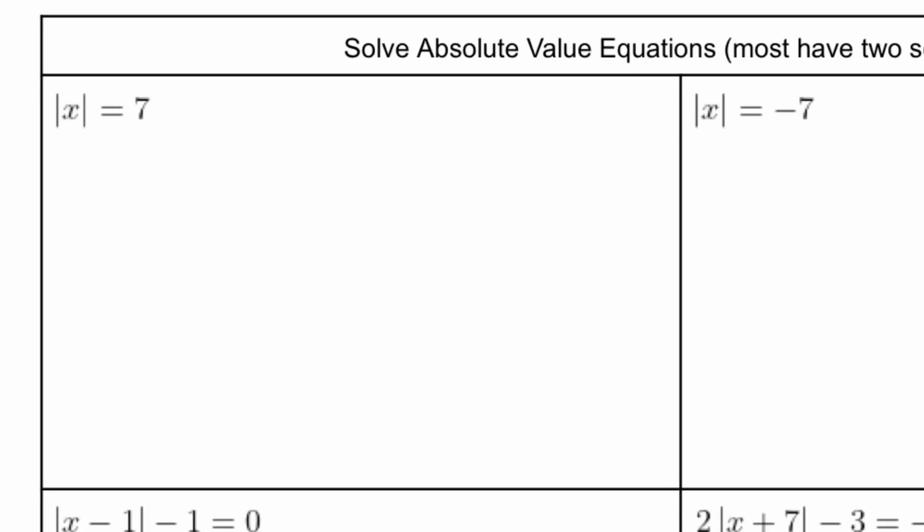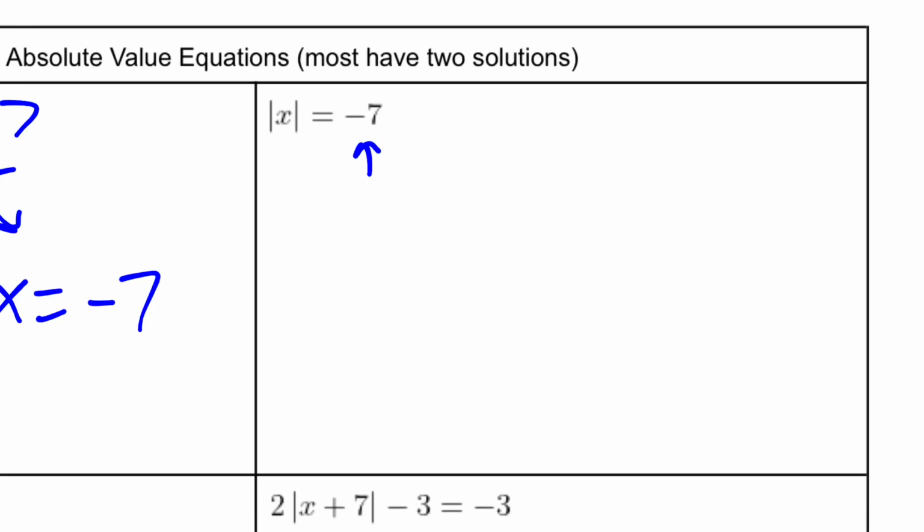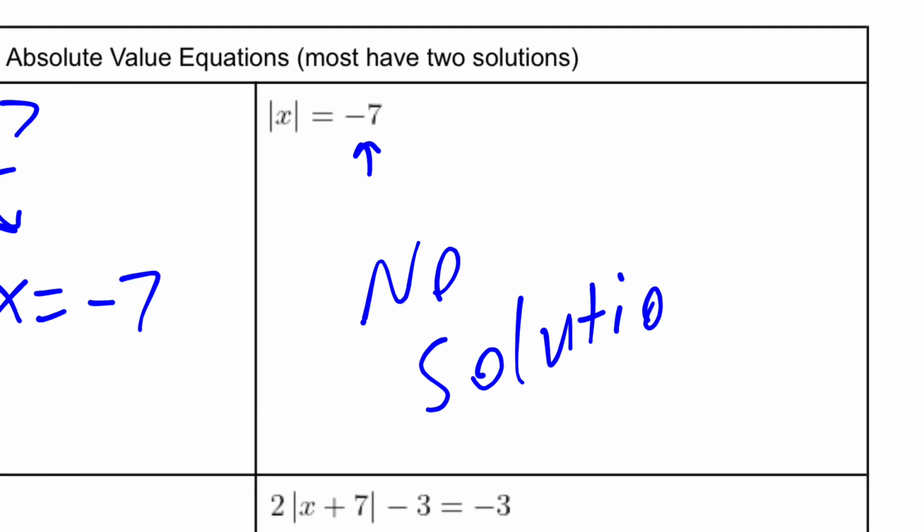So here, the absolute value is already solved for itself. We see that the absolute value of x is 7. So when we split to a positive and a negative answer, over here x is 7, over here x is negative 7. This is negative, so the answer is going to be no solution, because absolute value will never come out negative. Whatever you plug in for x, it's always going to come out positive.